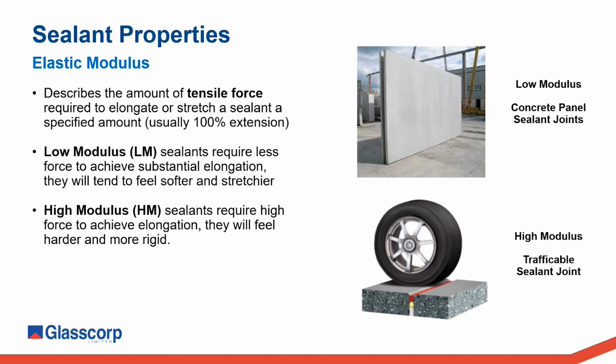Low modulus sealants are suitable for use in expansion joints where high movement needs to be accommodated for. At the other end, high modulus sealants require a larger amount of force to induce sealant elongation. They will feel harder and more rigid. High modulus sealants are more likely to be used as bonding adhesives or structural sealants. The additional hardness also makes them more resistant to puncture and abrasion, making them more suitable for use in applications subject to additional mechanical force, such as trafficable sealant joints or non-PIC sealant applications.